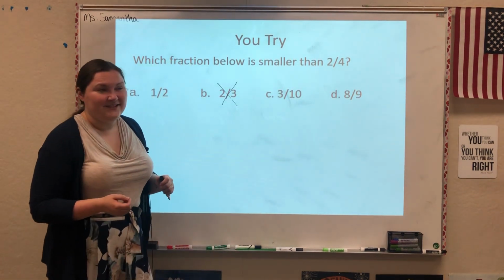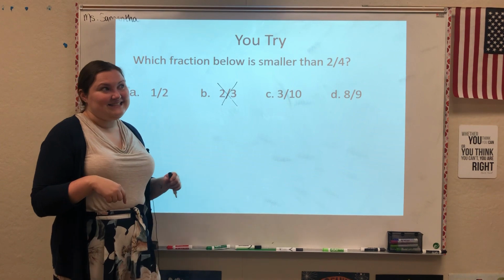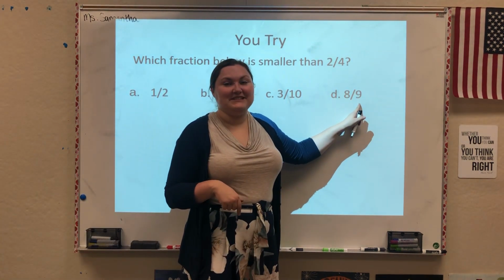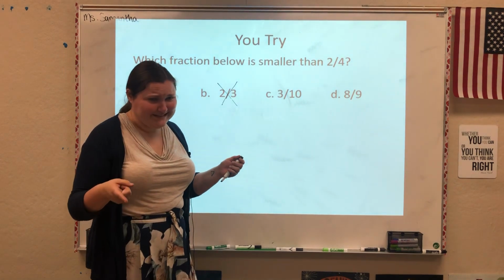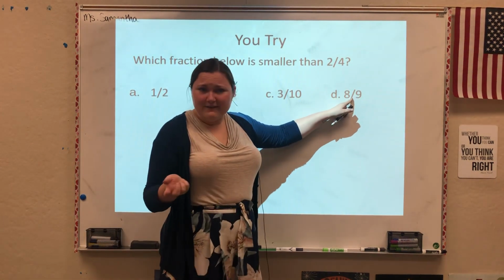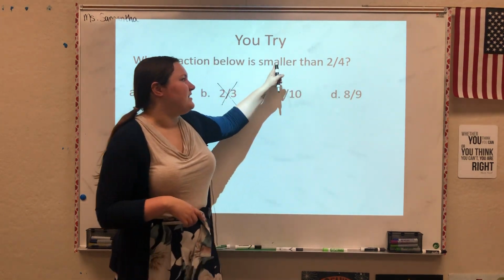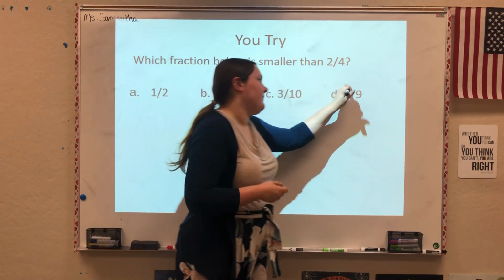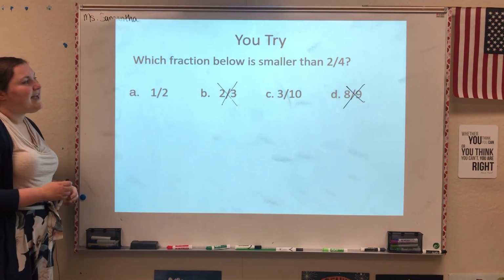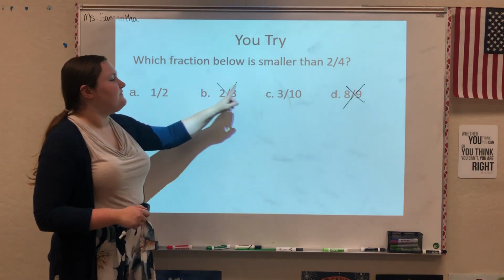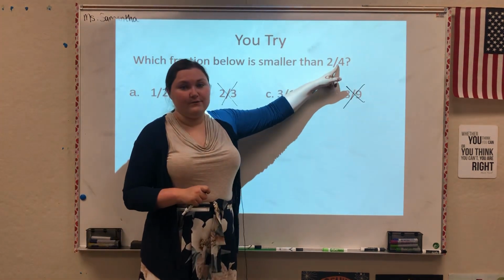8/9. If I ate 8 slices out of a total of 9 slices of pizza, I ate a lot of pizza. I almost ate the entire pizza. It means there's only 1 slice left. So this is a really big fraction. It's definitely not going to be the smallest one here. So by comparing them to 1/2, that's helped me out. Now my task is to figure out which of these two is going to be smaller than 2/4.